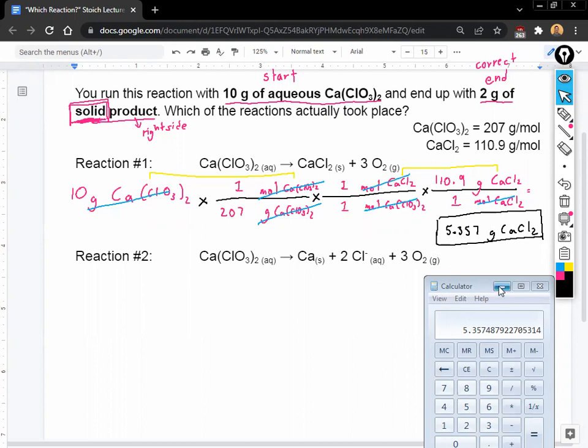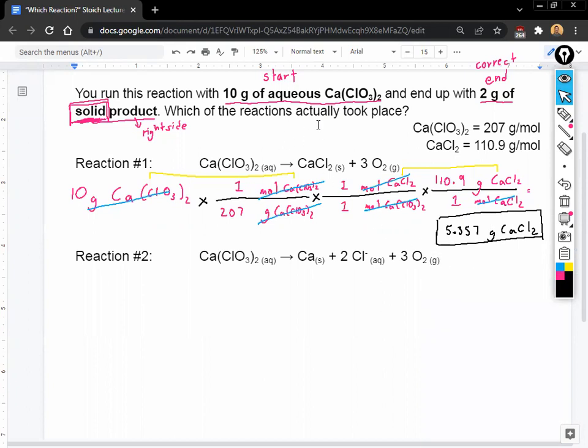Okay, now we're not done yet, because if you look at this problem, it tells us that CaClO32 can break down into different compounds. It could either do this reaction right here, or it can do this reaction down here. And so what we have to do is figure out how much solid product will be made in the second reaction. That way we can compare the two numbers and see which one is closer to 2.